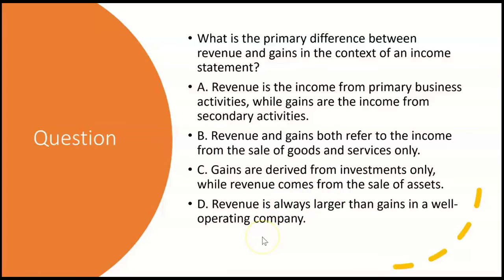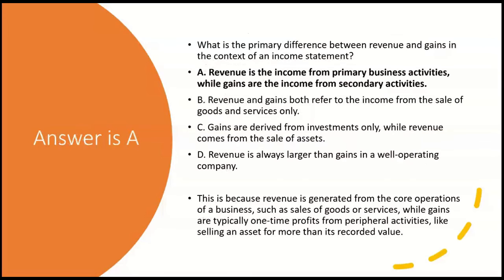C, gains are derived from investments only. No, gains could be from the sale of assets, not necessarily from investments. D, revenue is always larger than gains in a well-operating company. Not necessarily. You could have a one-time gain that could be huge. So the answer is A. Revenue is the income from primary business activities. Gains are the income from secondary activities, incidental activities.